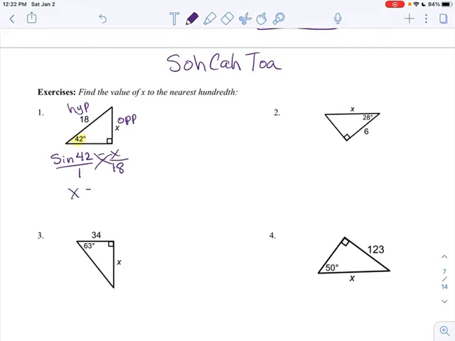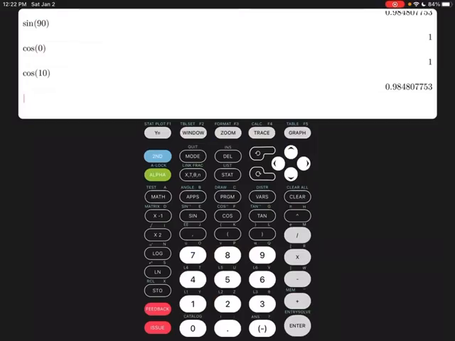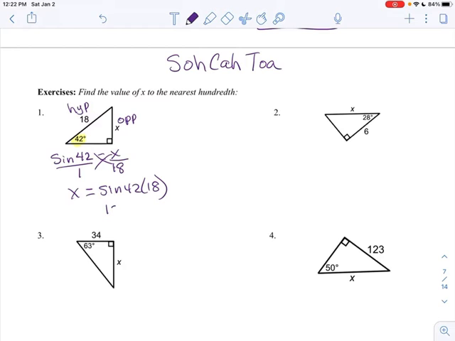Put a 1 under here, cross multiply. 1 times x is x, sine of 42 times 18. So that's what's going in your calculator. Let's do one together so you can see the calculator. So I'm going to do sine of 42, close the parentheses, times 18. And all of these are going to be rounded to the nearest hundredth, so it's going to be 12.04. Done.